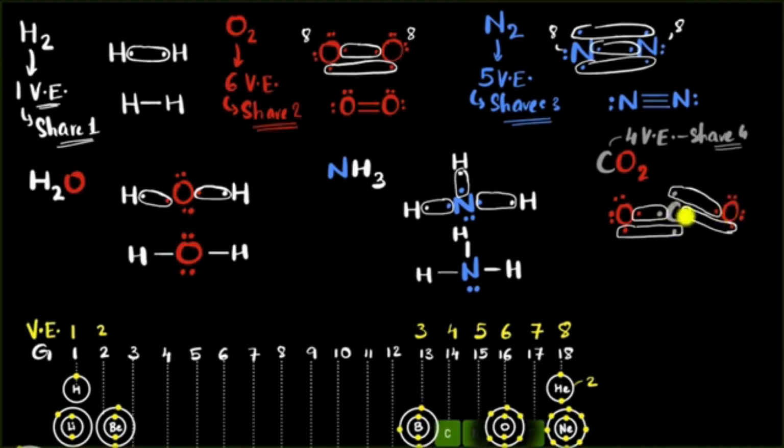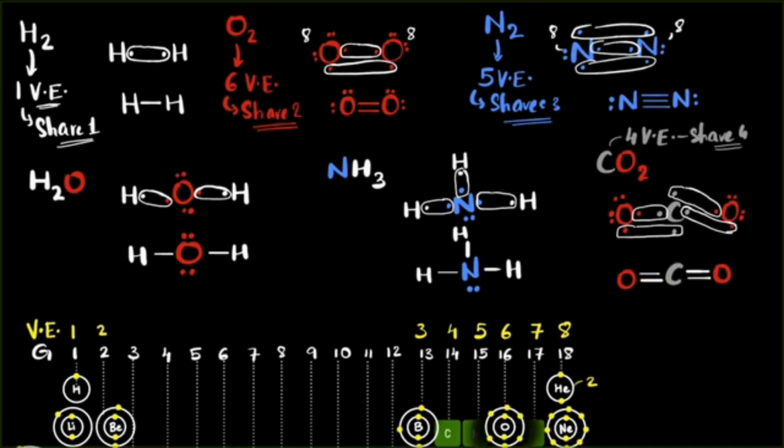And let's count. Carbon has 1, 2, 3, 4, 5, 6, 7, 8. What about oxygen? 1, 2, 3, 4, 5, 6, 7, 8. And the same thing with this one. And so we can now draw a better Lewis final structure. So carbon, oxygen, oxygen, 2 bonds. So double bond here, a double bond over here.